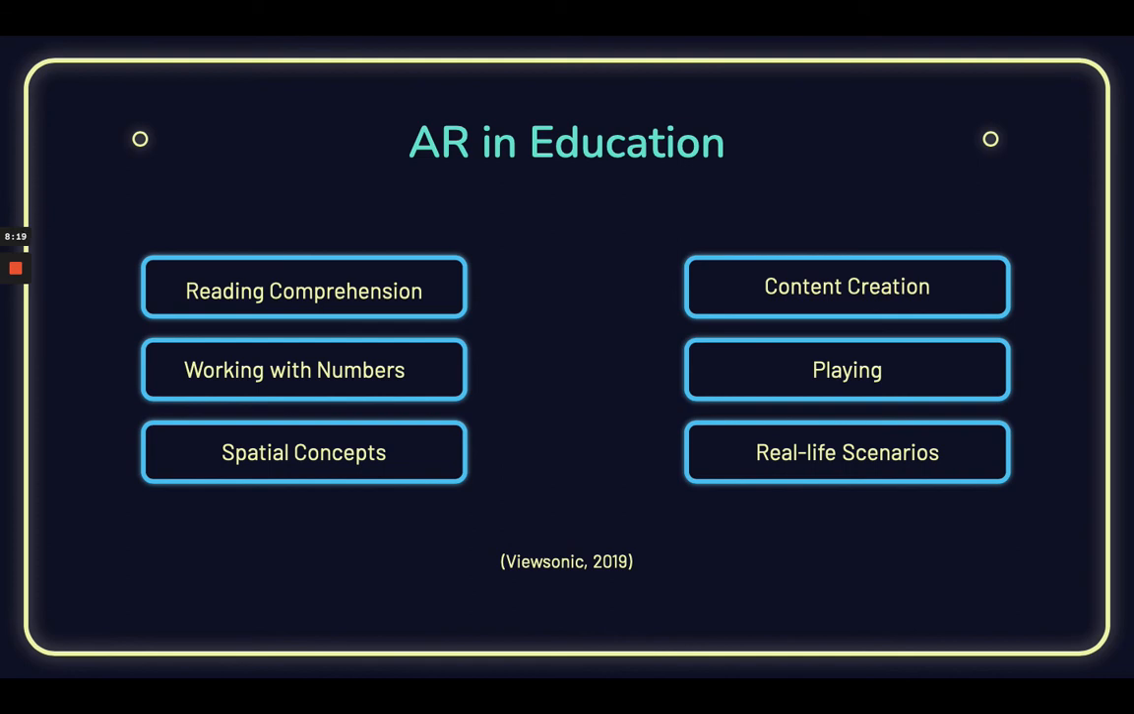Students will learn spatial concepts because of the 3D images presented with AR. AR promotes content creation. Students can create their own virtual information in many apps. Next is playing. There are many AR games students can play for learning and fun that will keep them engaged. Lastly, real-life scenarios. AR can be used to apply content being learned to the real world.